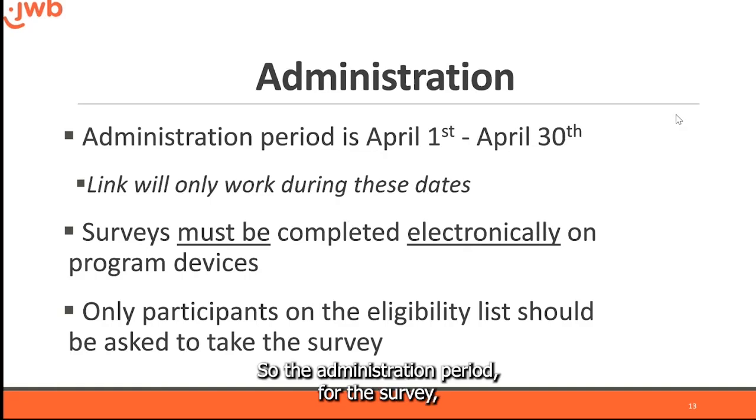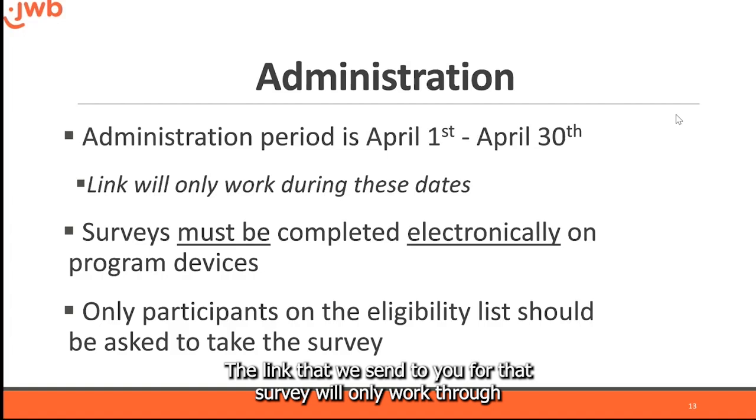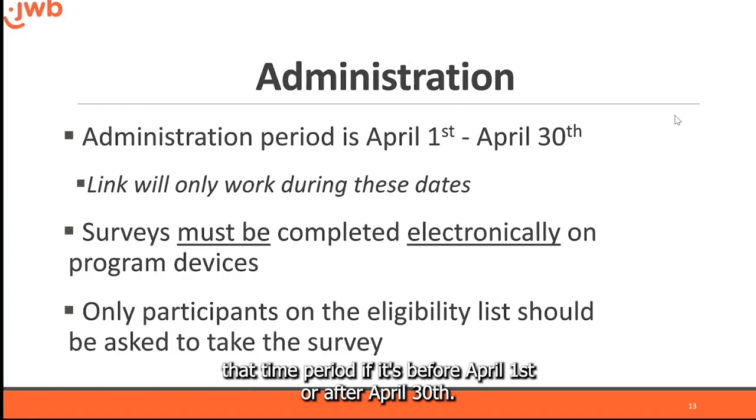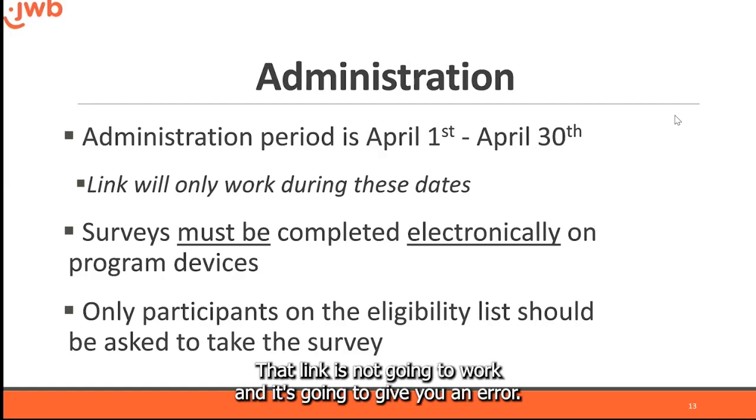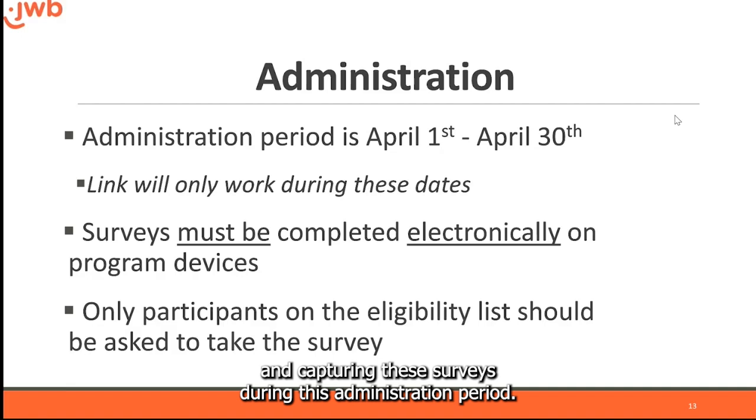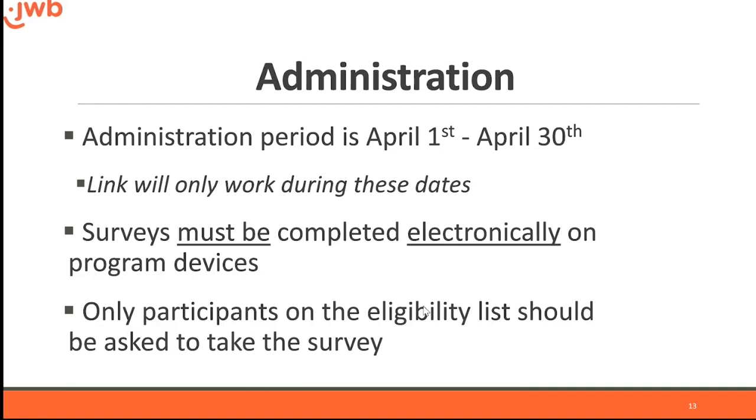So the administration period for the survey, as Amanda said, is April 1st through April 30th. The link that we send to you for that survey will only work through that time period. If it's before April 1st or after April 30th, that link is not going to work and it's going to give you an error. So make sure that you're using this link and capturing these surveys during this administration period.